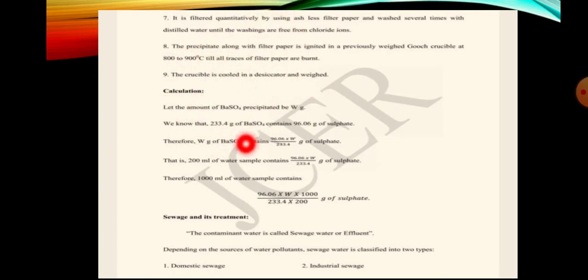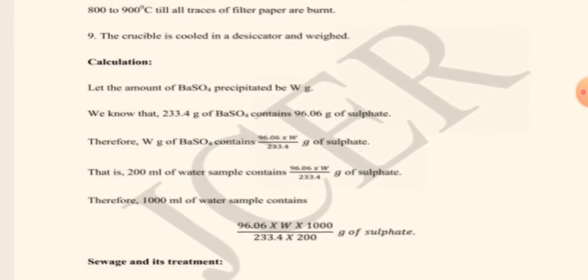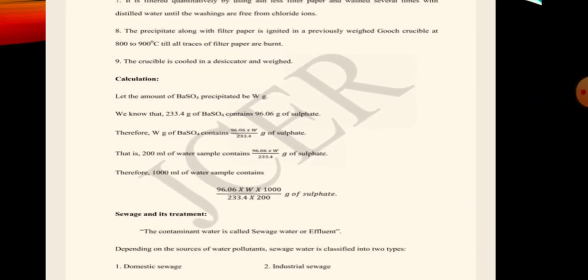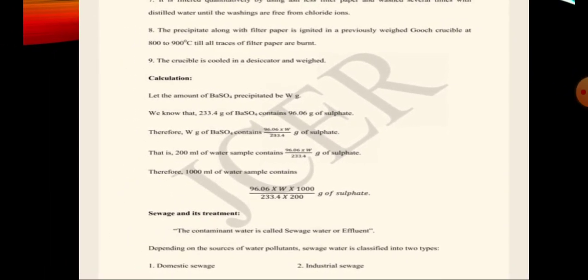Next, the calculation for this experiment. The amount of BaSO4 precipitated is W, the weight of BaSO4. We know that 233.4 g of BaSO4 contains 96.06 g of sulfate. So the weight of sulfate is given by the formula 96.06 times W over 233.4 grams of sulfates, and that is in 200 ml of the water sample which contains the sulfates.